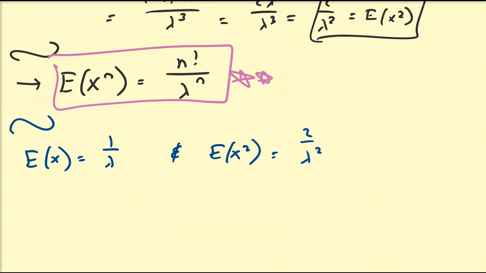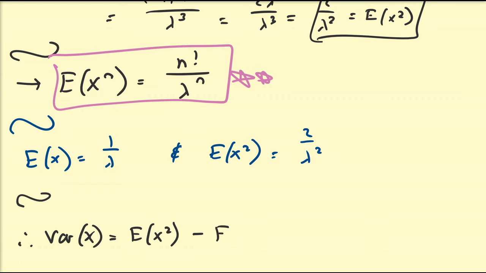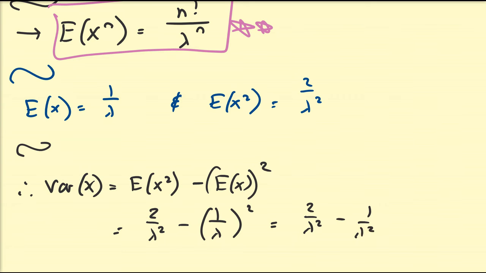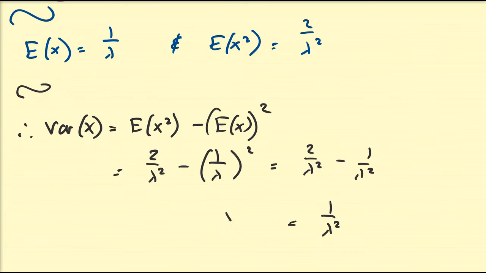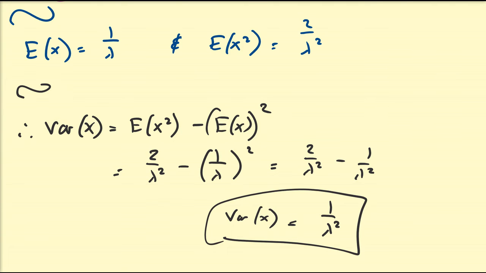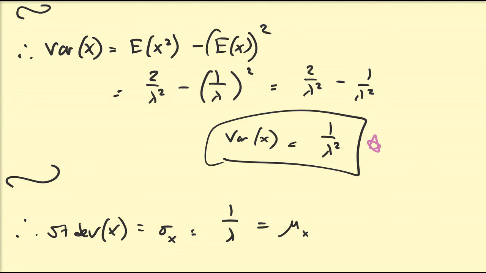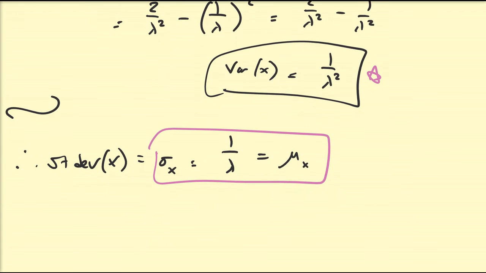From these two, we can generate the variance of an exponential random variable. The variance, as we know, is equal to the second moment minus the square of the first moment. So the second moment, 2 over lambda squared, minus the first moment squared, 1 over lambda squared. That gives 1 over lambda squared, which is the variance of an exponential random variable. From here, we can state that the standard deviation, sigma X, is just 1 over lambda, which of course is equal to the expectation of an exponential random variable. So that's a useful fact if X is exponential.